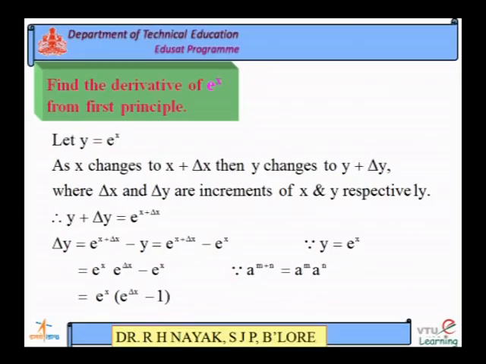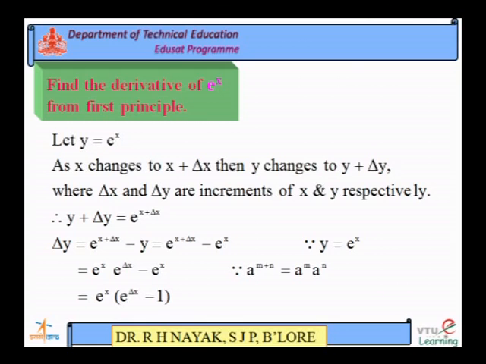You see differentiation of e power x. You look at this slide, we have taken y is equal to e power x. As x changes to x plus delta x, automatically y changes to y plus delta y, where delta x and delta y are increments of x and y. See, y changes to y plus delta y, e power x plus delta x, then y is taken to the right side. We have followed the same procedure, that is e power x plus delta x minus e power x, because y is equal to what? This is e power x.